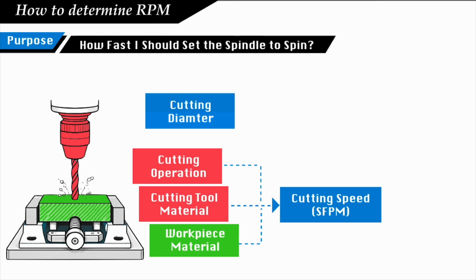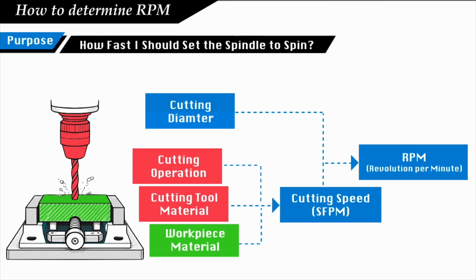So in order to know how fast we should set our spindle to spin, we also need to know the cutting diameter. The cutting diameter in this drilling machine is the diameter of our cutting tool. But if we are talking about turning on a lathe, then the cutting diameter will be the workpiece itself. And with this, we can determine our final number, RPM, revolutions per minute, which is how fast we should set our spindle to spin.